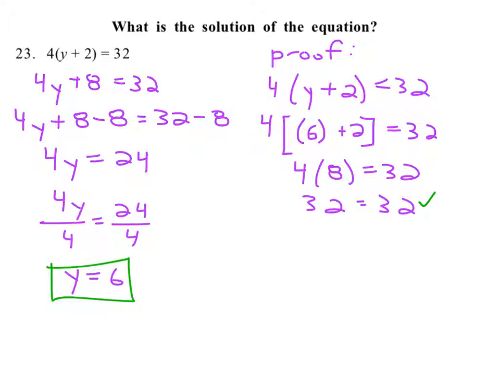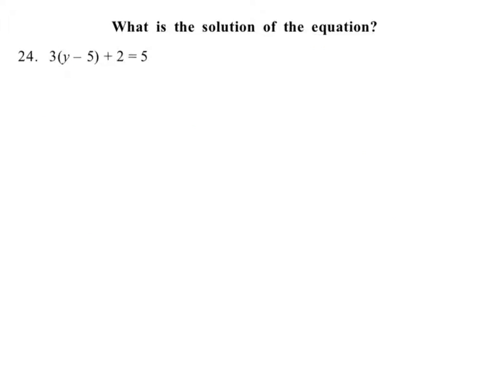Okay, 2 more in this video, which also has distributive property. So you just distribute through. 3 times y, 3y, 3 times -5, -15, plus 2 equals 5. Okay, we're going to combine the like terms, these constant terms, and we get 3y minus 13 equals 5.